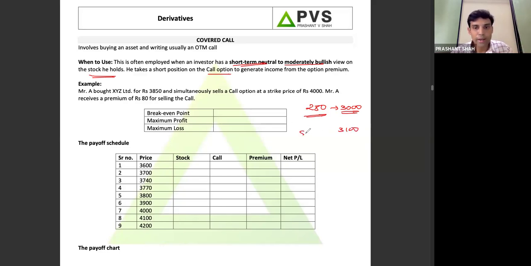Then what I can do is sell the call. This is an out-of-the-money call, so I'm selling an out-of-the-money call. I do have 250 shares of Reliance, and I anticipate that it will not exceed 3,100, so I'm selling an out-of-the-money call at the strike of 3,100, and I'm earning premium from it.